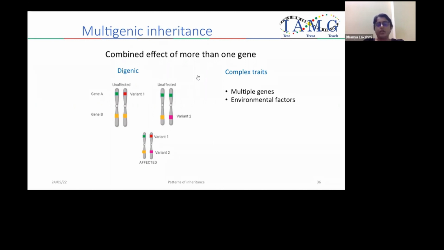Then there are conditions which are otherwise known as complex traits, where multiple genes may have an additive effect on the phenotype, and there may be environmental factors also which result in the phenotypic manifestation.